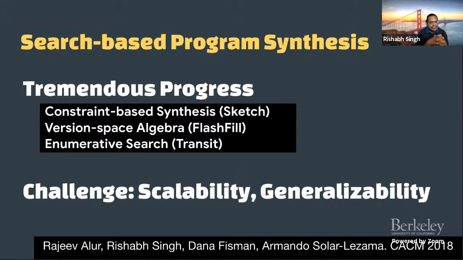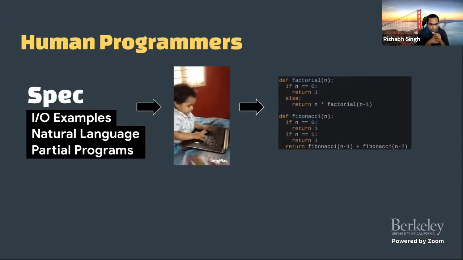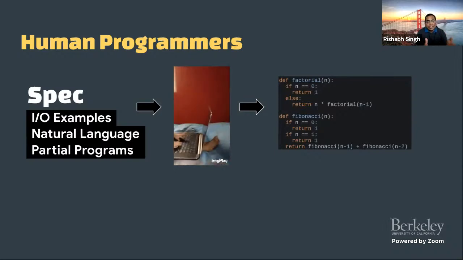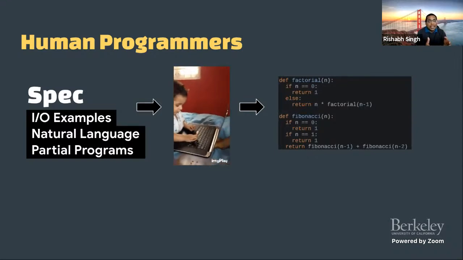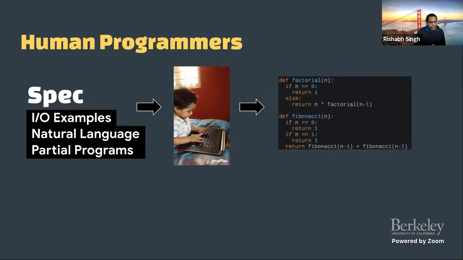But one challenge still with these techniques is that even for some of the modestly complex programs, the search space quickly becomes too large, and we're not able to scale or even generalize to larger classes of programs. So to tackle this challenge, we've been looking at, if you were to step back and think about human programmers, that's actually an interesting example where we have very strong evidence that human programmers can write very complex programs.